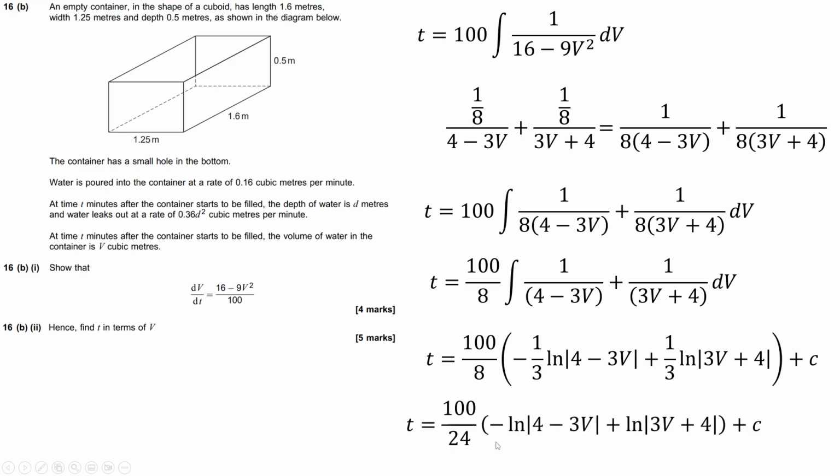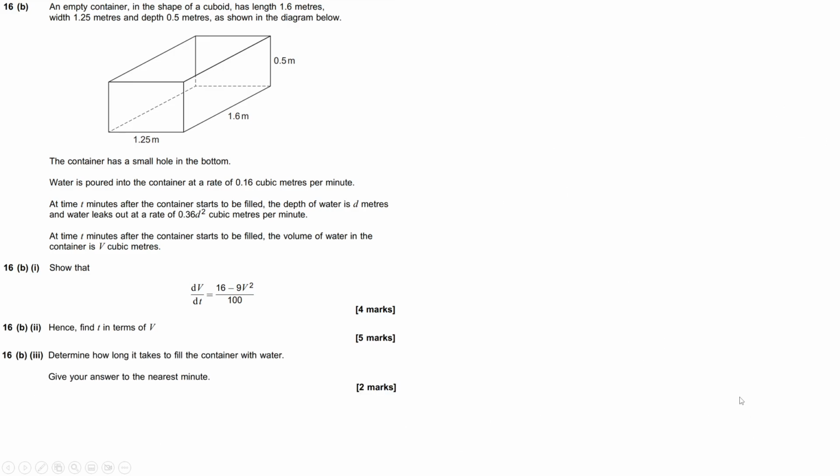And to deal with this c, we know that when time t equals 0, you've not filled up the container at all, so the volume should equal 0. So if you plug in 0 into here, you'll have 4 minus 0, so you just have ln 4, and then you'll have 4 here as well. So you have minus ln 4 plus ln 4. These two cancel to get 0. So 0 multiplied by this, you have 0 equals 0 plus c, which tells us that c just equals 0. So you can just get rid of the constant of integration. So you've done that now.